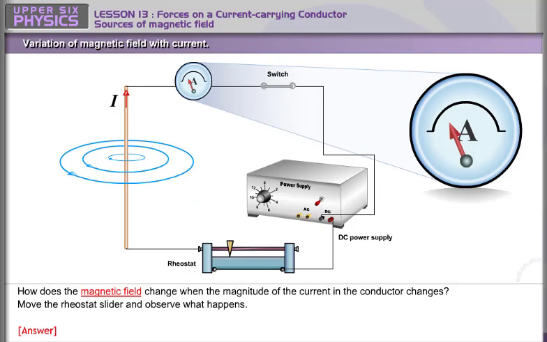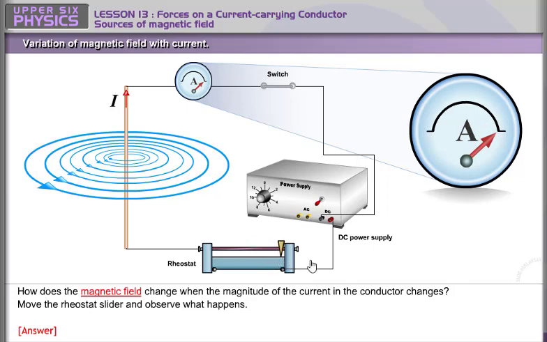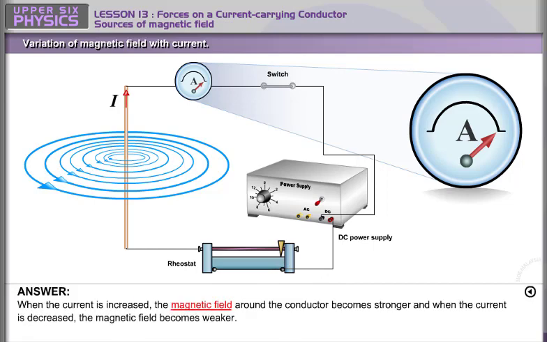How does the magnetic field change when the magnitude of the current in the conductor changes? Move the rheostat slider and observe what happens. Answer. When the current is increased, the magnetic field around the conductor becomes stronger, and when the current is decreased, the magnetic field becomes weaker.